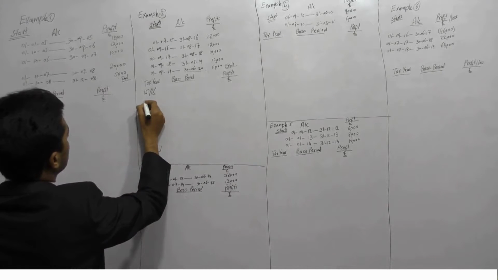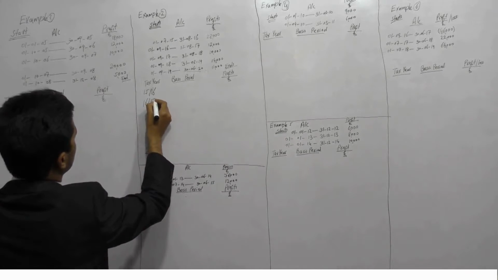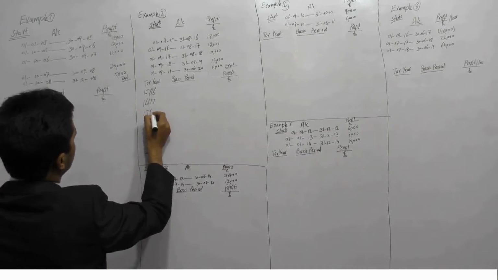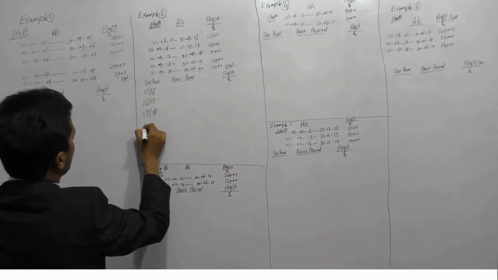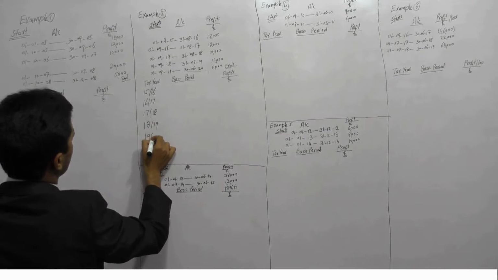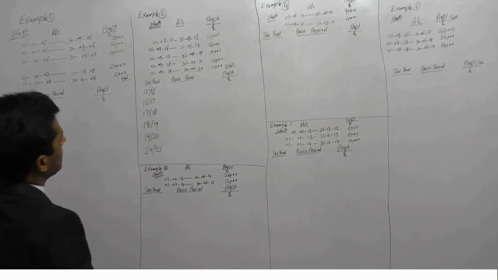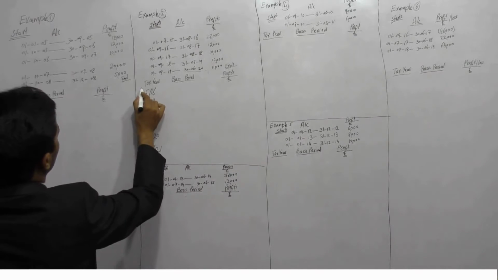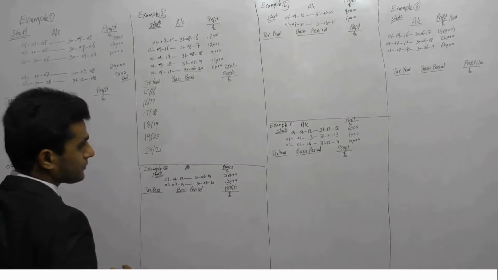So 15-16, 16-17, 17-18, 18-19, 19-20. All right, so these are the tax years for example number 2.